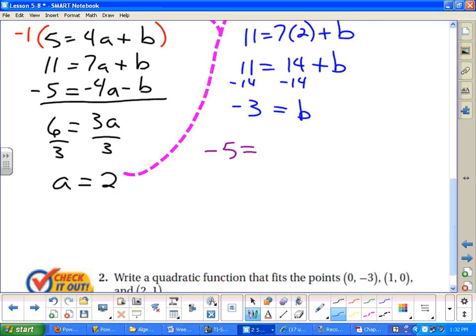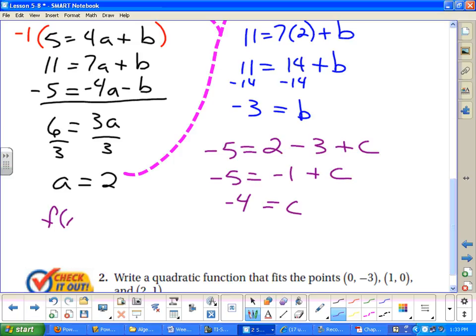-5 equals A, which is 2, B equals -3, and plus C. So C equals -4, right? We add 1 to both sides. So my function is then that f of x equals ax squared plus bx plus c. I have a quadratic function.